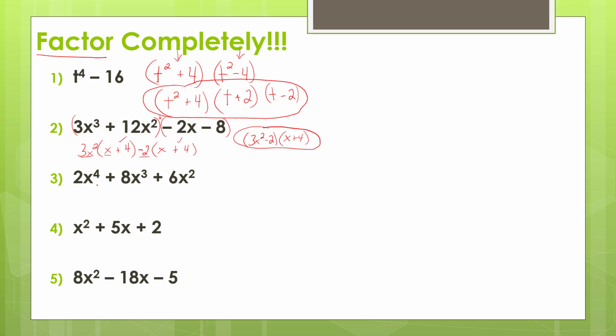Number 3, 2x to the 4th plus 8x cubed plus 6x squared. Well, here it looks like we need to find a GCF because I've got a lot of even numbers and a lot of powers. So let's start with 2 goes into all 3 numeric values, and it looks like x squared goes into all 3 variables. 2x squared into x to the 4th is going to leave me with x squared. 2x squared into 8x cubed is going to leave me with plus 4x. 2x squared into 6x squared, well, that 2 goes into 6 3 times.